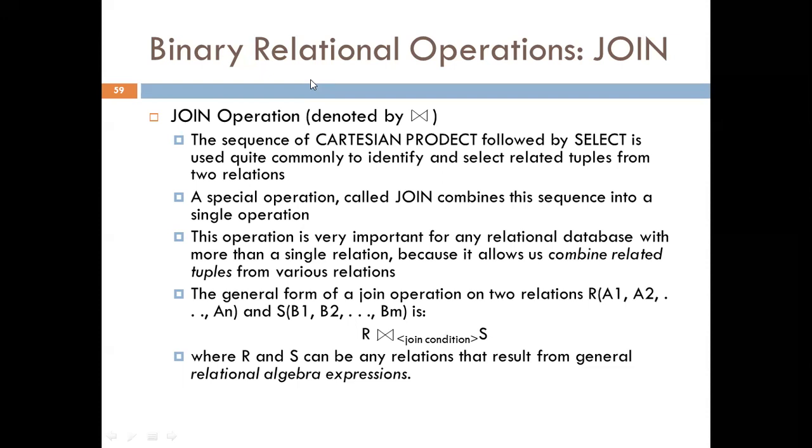The general form of a join operation for two relations R and S will be like this. R of A1, A2 till An and S of B1, B2 till Bm, which means R has n attributes and S has m attributes. Then the join operation is indicated by this symbol, R followed by the join symbol. Then the join condition we write over here. This condition is similar to the conditions which we write in the where clause of a SQL query.